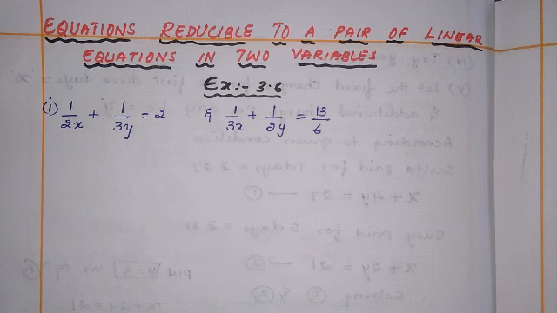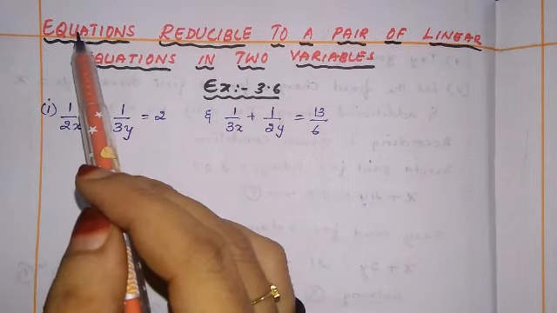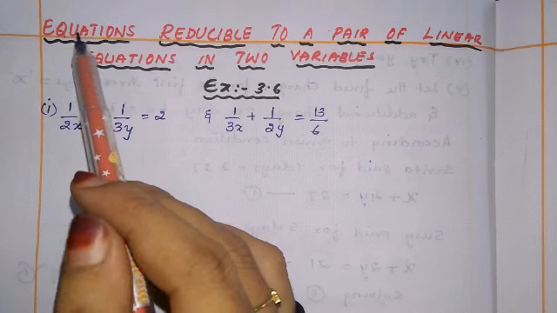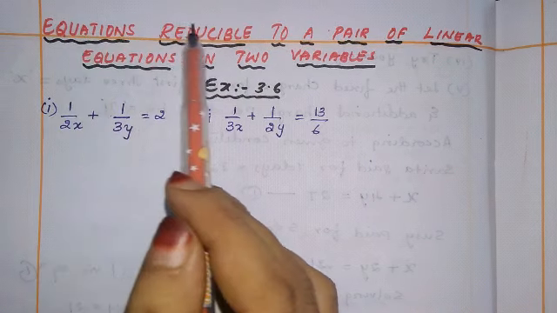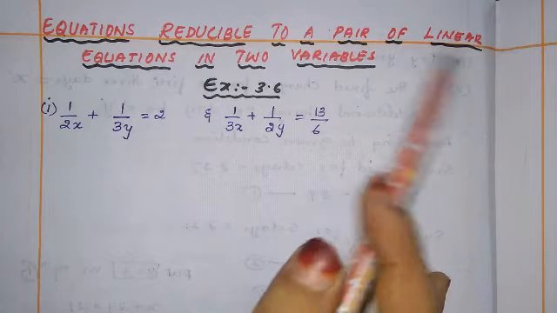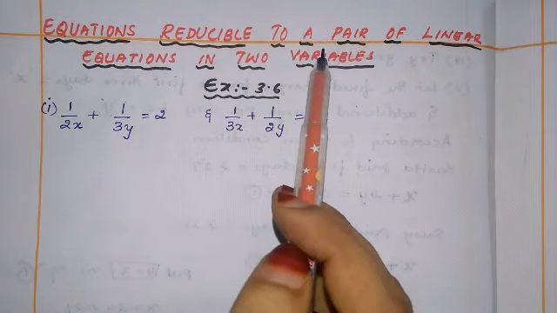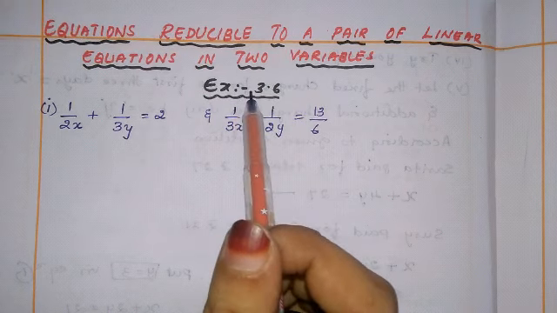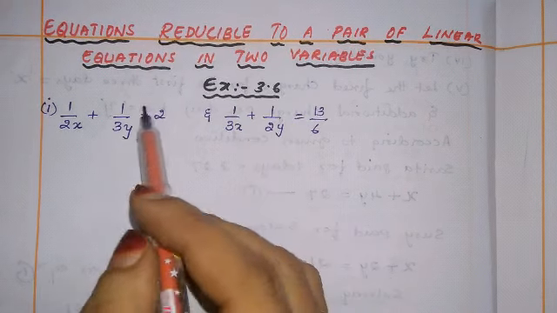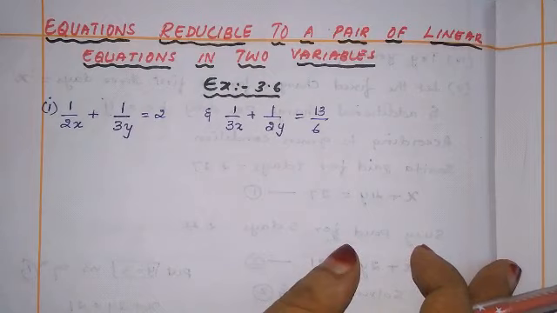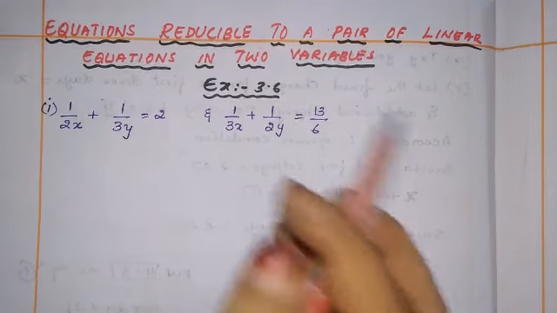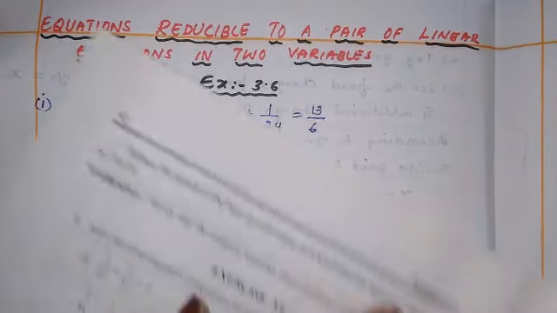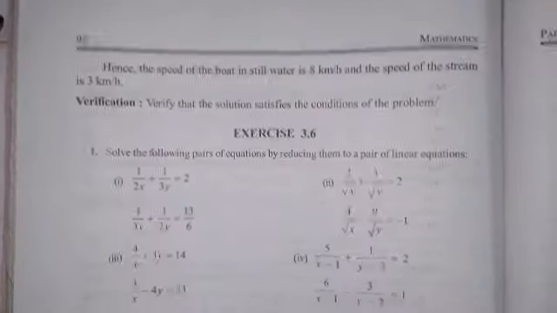Today I am here with a new topic in pair of linear equations, that is equations reducible to a pair of linear equations in two variables. Based on this topic we are going to solve exercise 3.6. Better open your textbook. Exercise 3.6, you can see in the textbook on page number 92.